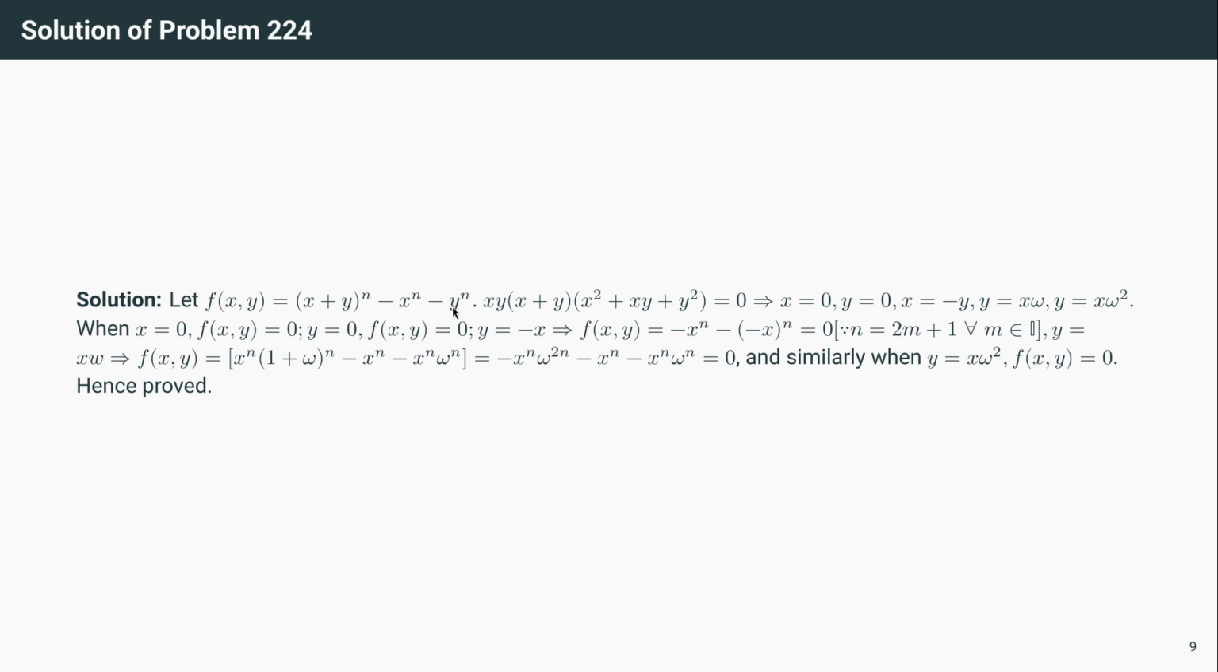And this y to the power n and x to the power n will get cancelled because it's an odd number. Okay? So minus x to the power n would be negative, minus plus. Similarly, you can find that if you substitute y is equal to x omega or x omega square, the function reduces to 0. Thus, we see that it is divisible by the required expression.